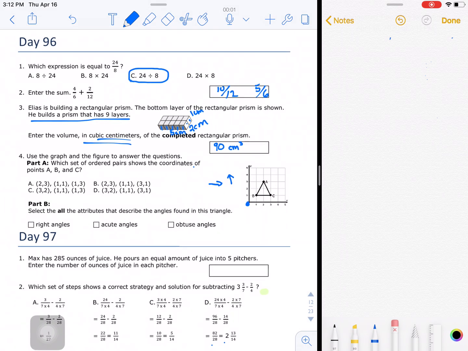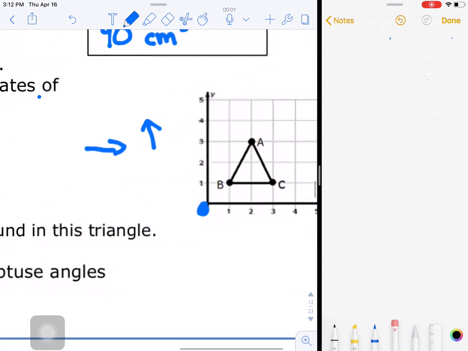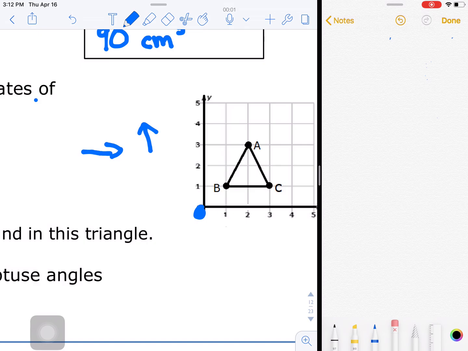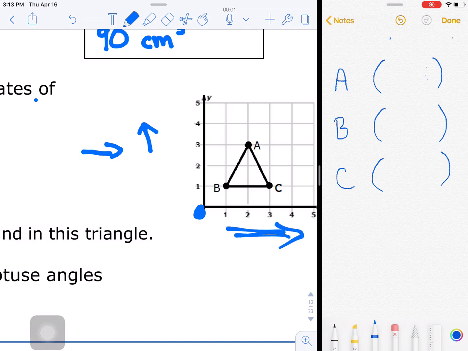Okay, so I'm going to zoom back out here, and this is asking us which set of ordered pairs shows the coordinates for A, B, and C. And I'm having some issues with drawing on this. Okay, I'm trying to zoom in. So we're going to go with A first, and I'm going to write it over here on the side. Whenever I write a coordinate pair, I put it in parentheses, and I will do the x coordinate first. This is the x. And then we will do the y coordinate. Okay, so here we go.